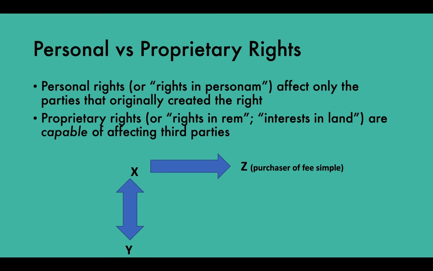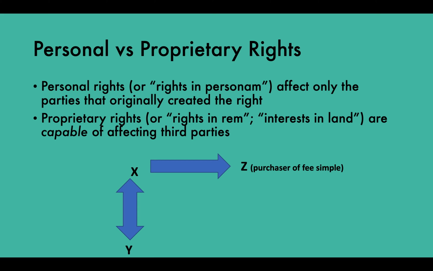So X and Y, in the creation of a personal right, will not bind the subsequent purchaser of the fee simple, the subsequent purchasers of the freehold in that land. Okay, proprietary rights, or rights in rem, or interests in land, are capable of affecting third parties, and this is a great innovation of land law.